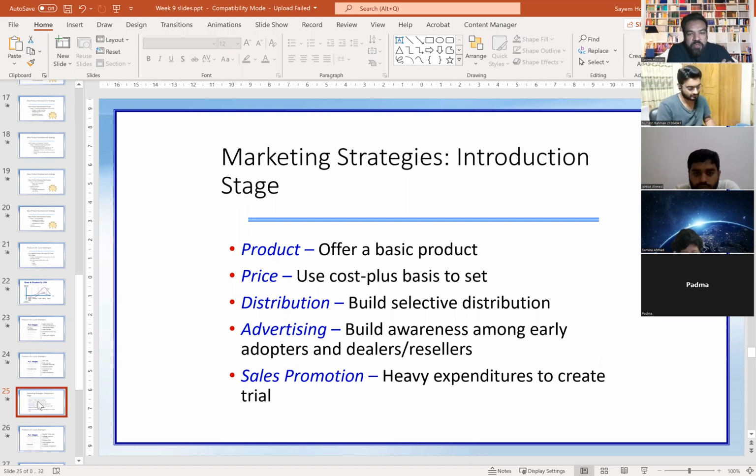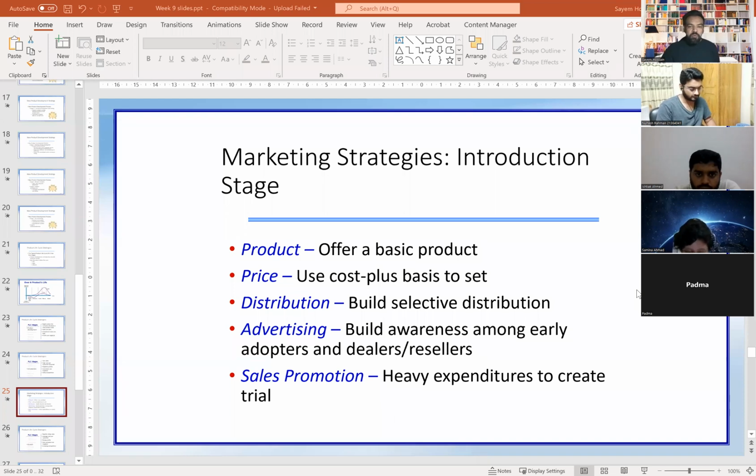Product: you're offering a basic product. Price: use a cost plus basis to set pricing strategies. We have not discussed this in more detail, but it will make sense when we talk about pricing in our next class. There are lots of different pricing strategies. Cost plus pricing is a strategy where you add the cost of production and then add a profit to the product. That's called a cost plus way of pricing.